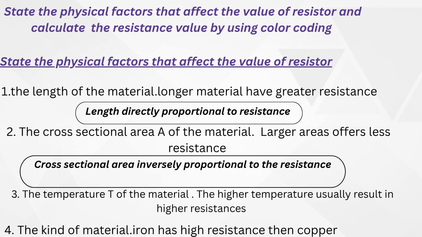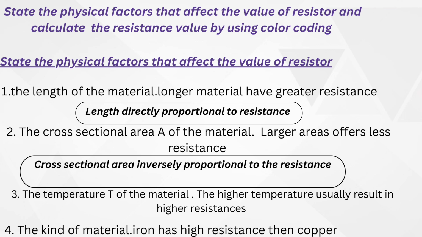And the third point is temperature. If a material has a high temperature, then the resistance is also high. Means temperature and resistance are directly proportional. And the final point, the fourth point, is the kind of material. Different types of material have different resistivity. Means iron has some resistivity and copper has some resistivity. So based upon the resistivity of the material, the resistance will change. So these are the physical factors that affect the value of the resistor.